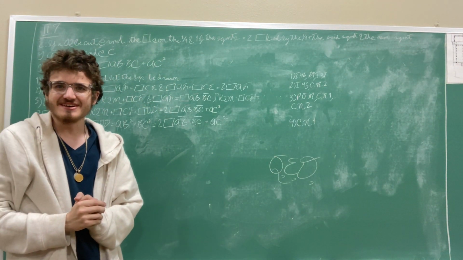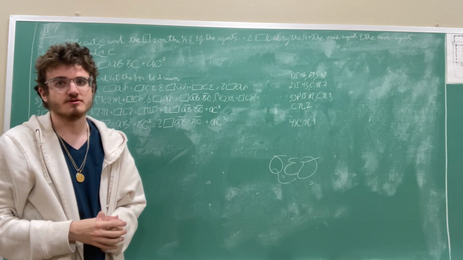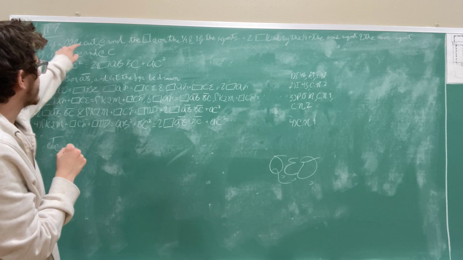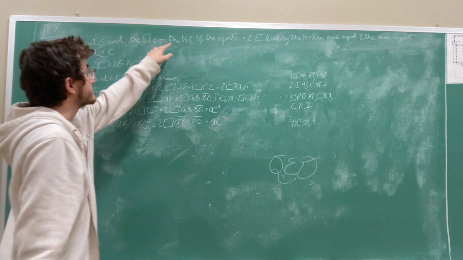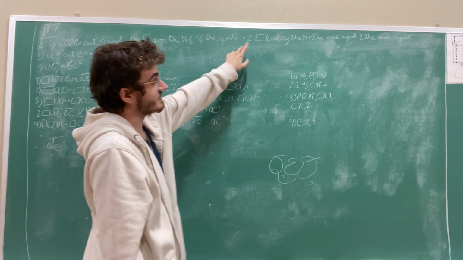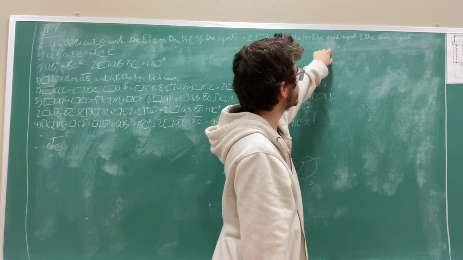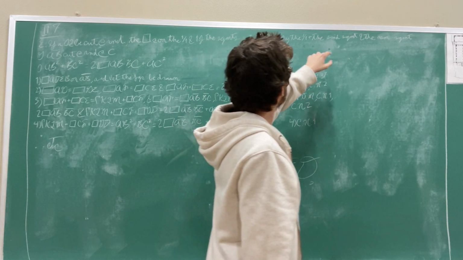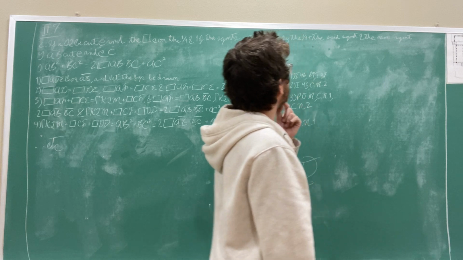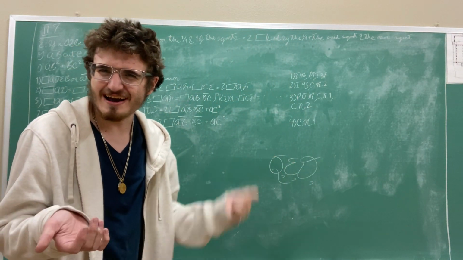Hello. This will be a demonstration of Proposition 7 from Book 2 of Euclid's Elements, which states that if a straight line be cut at random, the squares on the whole and one of the segments equal double the rectangle contained by the whole and the said segment, and the remaining segment.